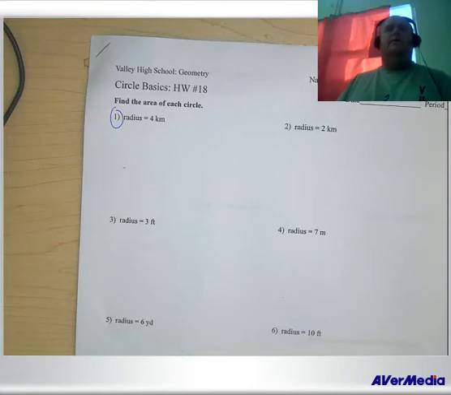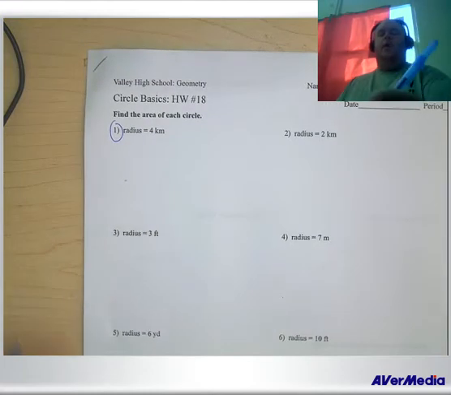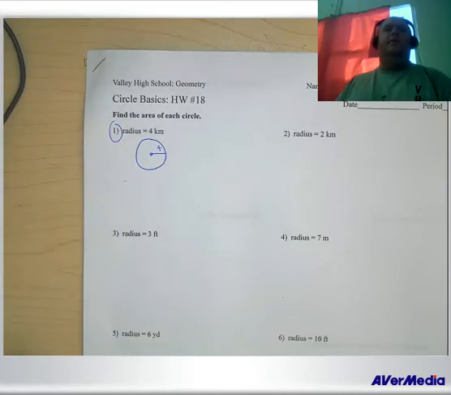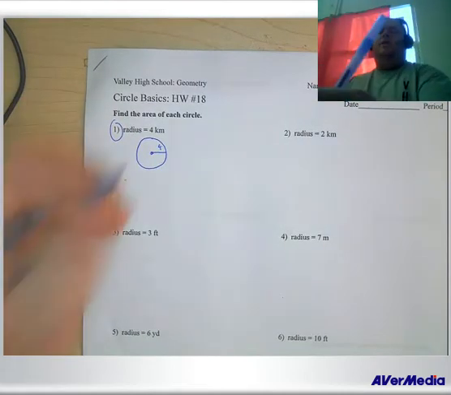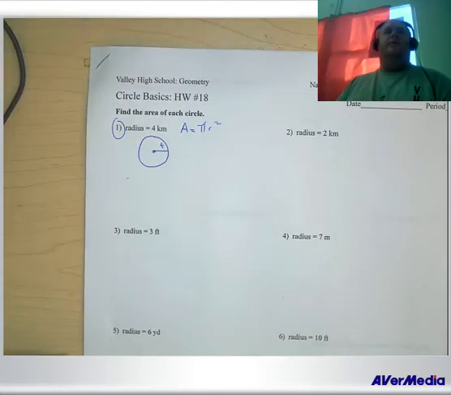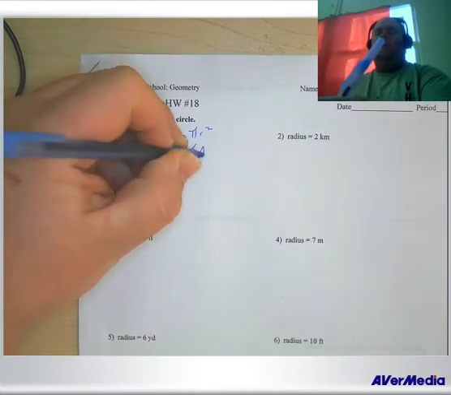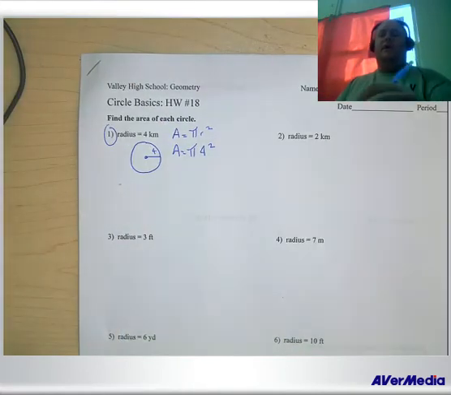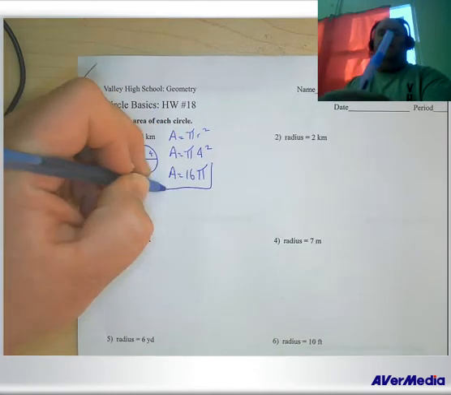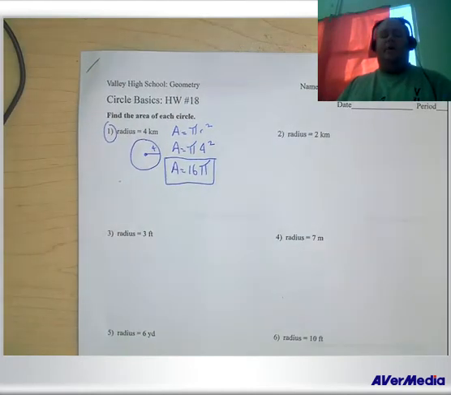All right, first one says, find the area of each circle, and we know the radius is 4 kilometers. So if you draw a circle, and we have a radius of 4, that's what it would look like. We want the area. We just need to know the formula. Area is pi r squared. So we simply plug in 4 for the radius. When I do that, I get pi 4 squared. 4 squared is 16, so the area equals 16 pi. That would be our final answer. So if you know the radius, just plug it into pi r squared, square it, boom, you have your answer.